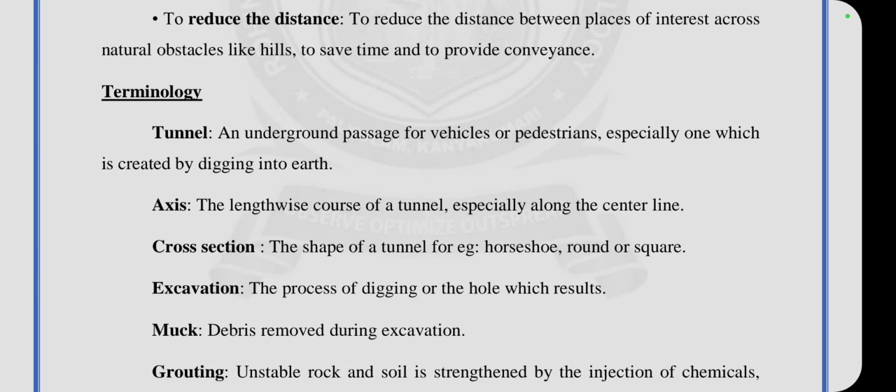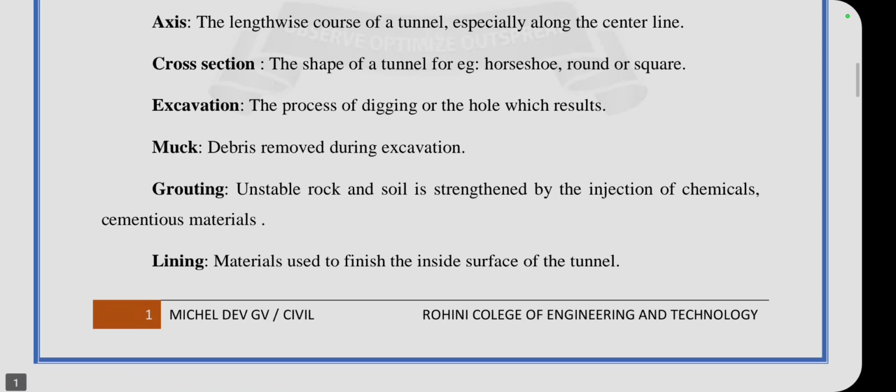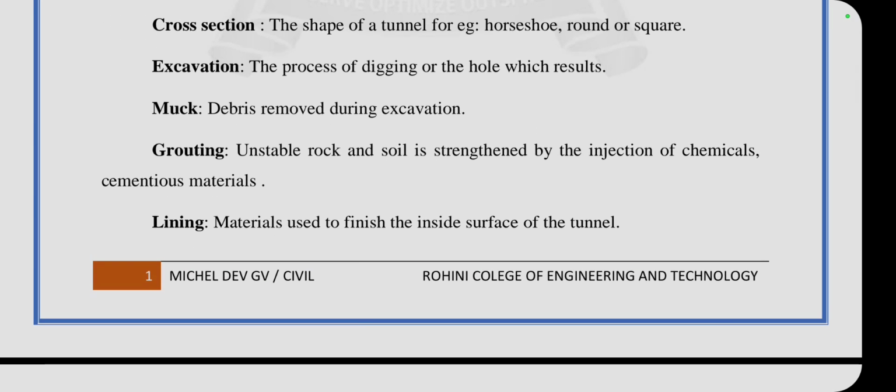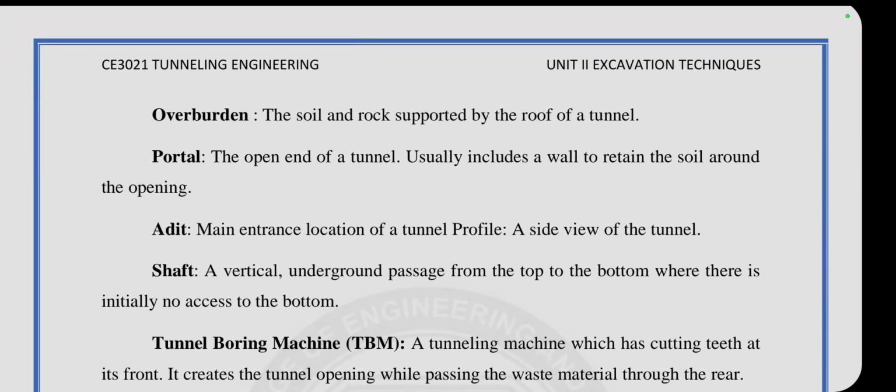Terminologies of tunnel: an underground passage for vehicles and pedestrians, especially one which is created by digging. Then rear, then axis, then cross section, then excavation, then muck. The muck means the debris removed during excavation. Lining: materials used to finish the inside surface of the tunnel. Then overburden: the soil and rock supported by the roof of the tunnel. Then portal is the open end of the tunnel, usually including a wall to retain the soil around the opening. Adit means the side entrance of the tunnel. Profile: a side view of the tunnel.